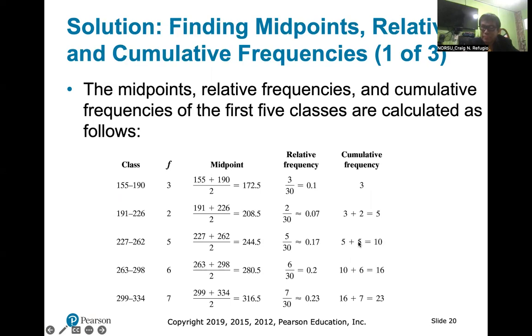Where did you get this 5? From the third frequency. Then 10 plus 6, so we have 10 plus 6 is equal to 16. Where did we get this 6? From this frequency. Then 16 plus 7. Where did we get 7? From this frequency. So 16 plus 7 will give you 23.